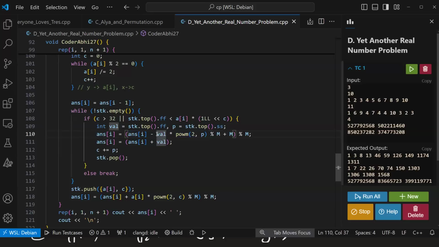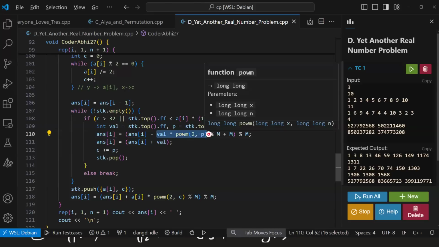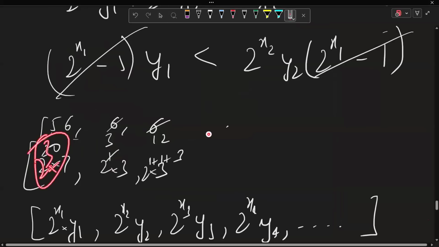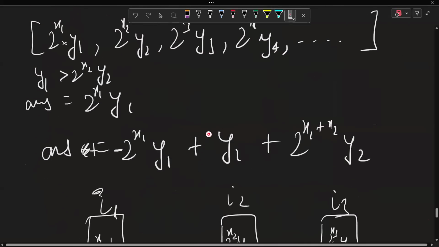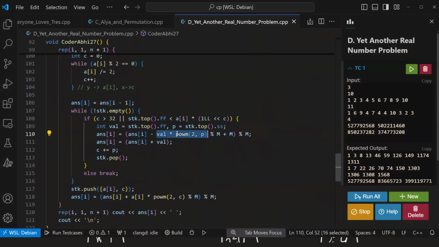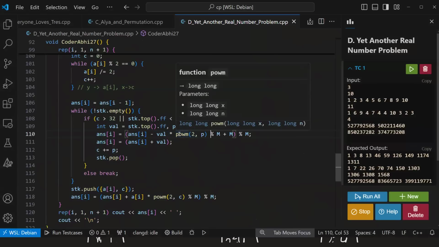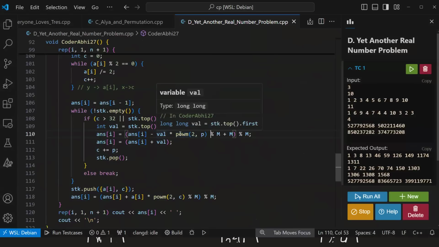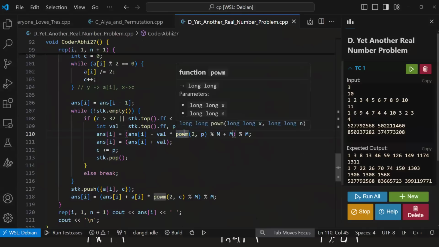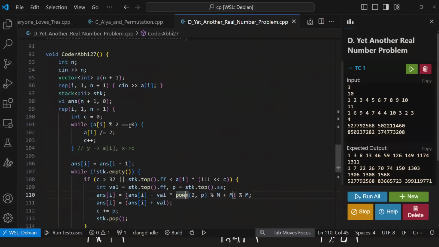In answer, I would subtract val into 2 to the power p. Previously this was storing 2 to the power 3 into 7. So as I told, I would subtract 2 to the power x into y, so 2 to the power p into val. Val is y, p is x. So this is subtracted, and I would obviously do mod m. Final answer is mod m. So I'm doing mod m everywhere. Power m is doing 2 to the power p in mod m form.